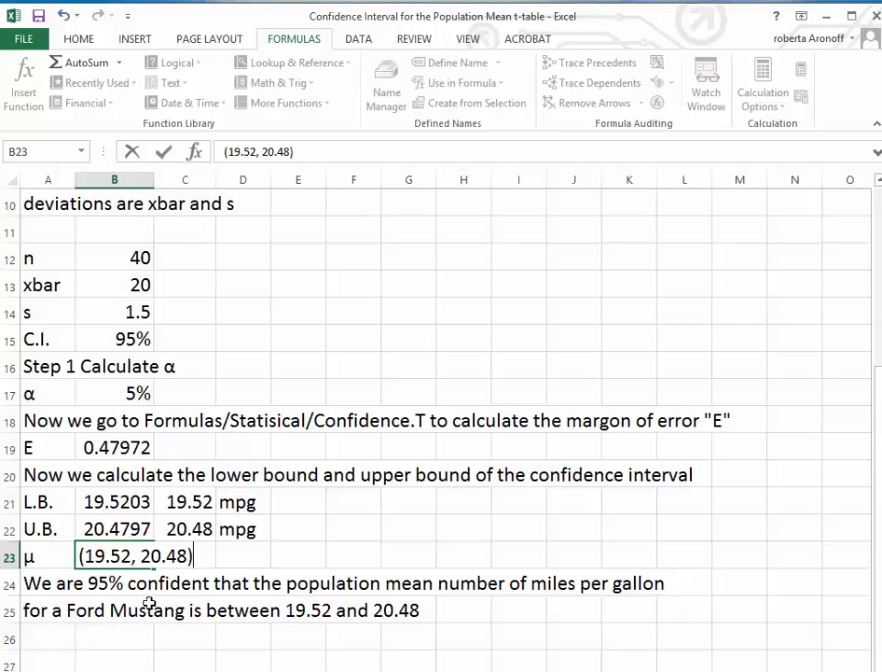So when we look at the sticker on these 2007 Ford Mustangs, there will be a number someplace on this interval. This tells us that we are 95% confident that the population mean number of miles per gallon for a Ford Mustang is between these 2 values.